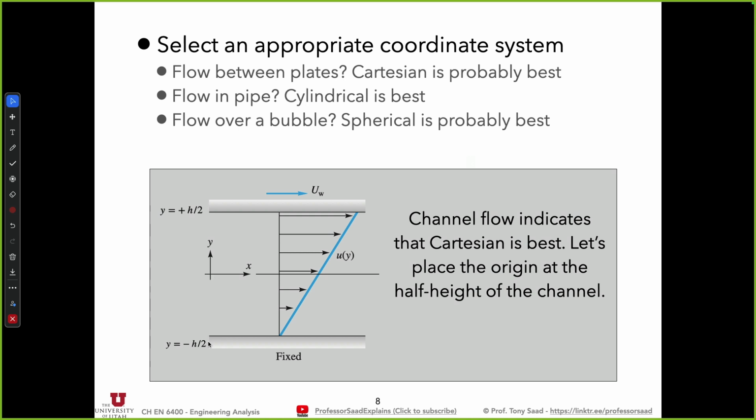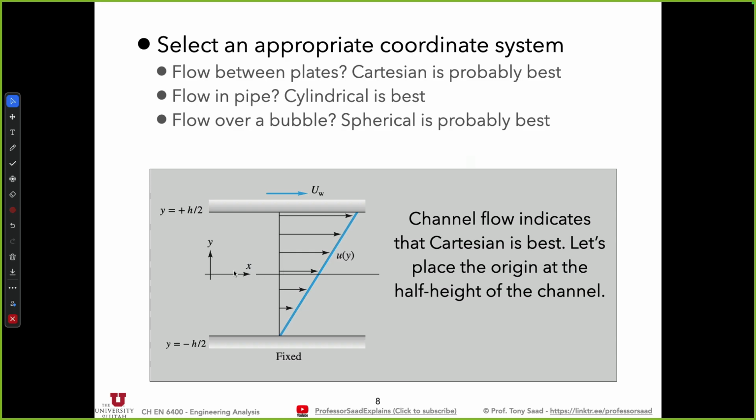Some might put it at the bottom. Some might put it at the top. It doesn't matter, because all of these solutions will be the same based on the coordinate system transformation. So choose an appropriate coordinate system and put the origin wherever you think it's convenient. Here, I could put it at the bottom, I could put it in the middle. There's not a major simplification to be obtained.